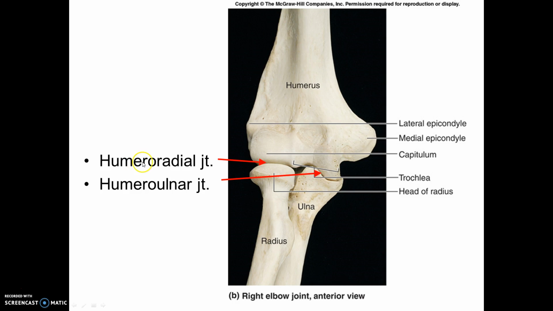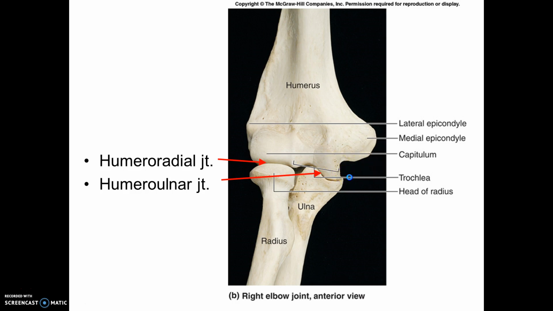The elbow joint is formed by two articulations here, the humeroradial joint and the humeroulnar joint. The head of the radius articulates with the capitulum, so you can remember you wear a cap on your head, so the capitulum of the humerus and the head of the radius. And the trochlea here articulates with what's called the trochlear notch of the ulna, which is right in here.